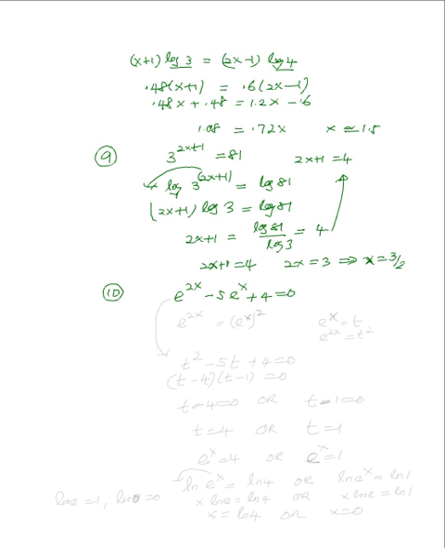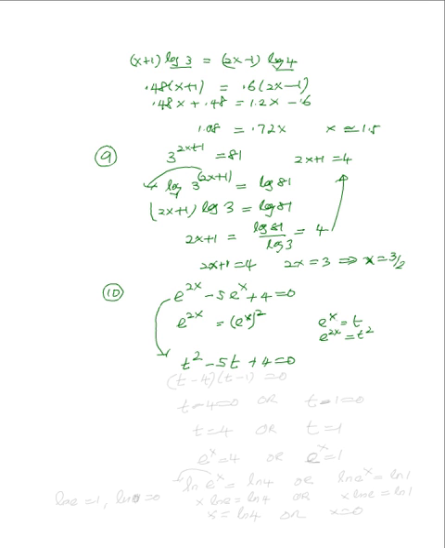Now, first of all, we had to recognize e to the 2x is the same as e to the x to the power 2. This is coming from the properties of exponents. So in other words, if I call e to the power x as some other variable, let's say t, then e to the power 2x could be called t squared. If I did that transformation, I will have t squared, for e to the 2x, minus 5 e to the x is t, plus 4 equals 0.